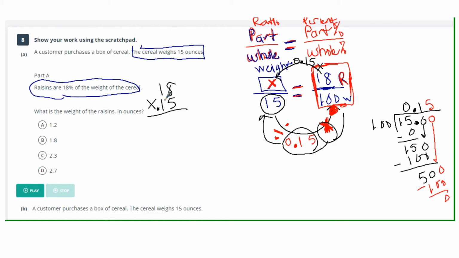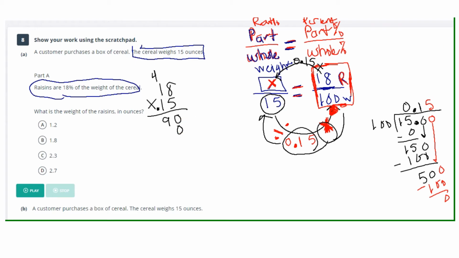You multiply decimals the same way you multiply whole numbers. So you have 5 times 8, that's 40. 5 times 1 is 5, plus 4 is 9. You put a 0 as a placeholder because you're moving to a different place value.